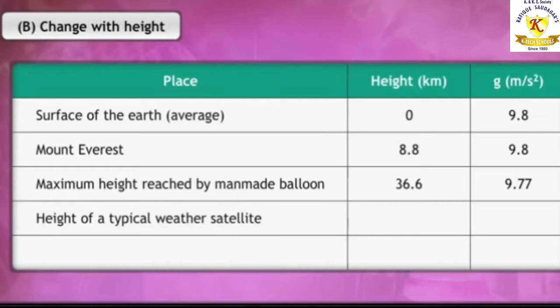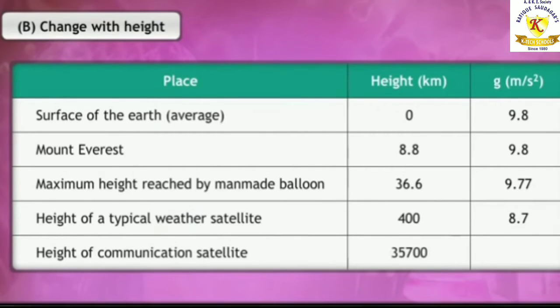Place: height of a tropical weather satellite. Height 400 kilometers and g is 8.7 meter per second square. Place: height of a communication satellite. Height is 35,700 kilometers and g is 0.225.